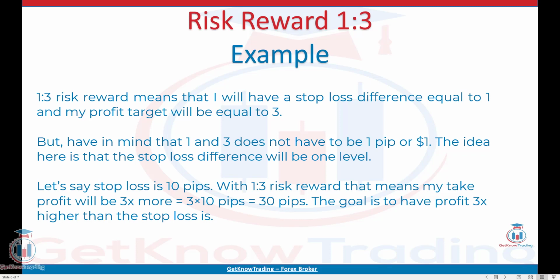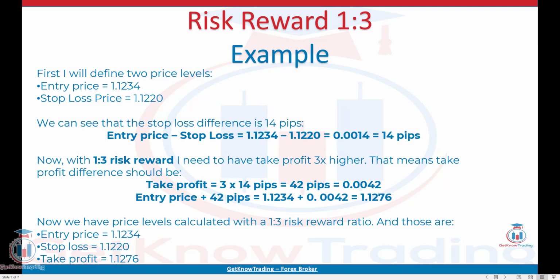Have in mind that 1 and 3 does not have to be 1 pip or $1. The idea is here that the stop loss difference will be at one level. Let's say stop loss is 10 pips. With 1/3 risk reward ratio, that means you will have take profit which will be 3 times more than the stop loss. So 3 multiplied with 10 pips equals 30 pips. So if you have 10 pips as a stop loss, then you would need to have a take profit equal to 30 pips, which is 1/3. Okay, so the goal is to have a profit 3 times higher than the stop loss is.